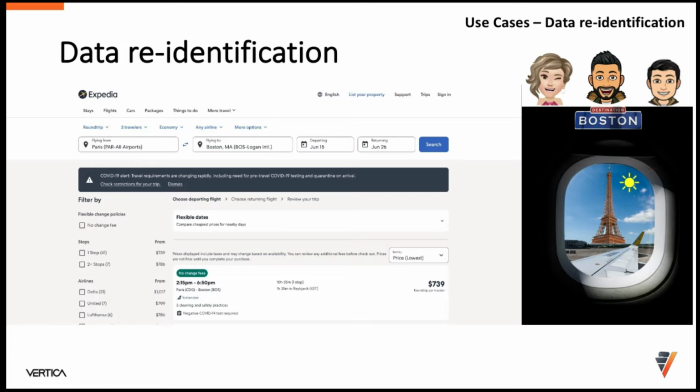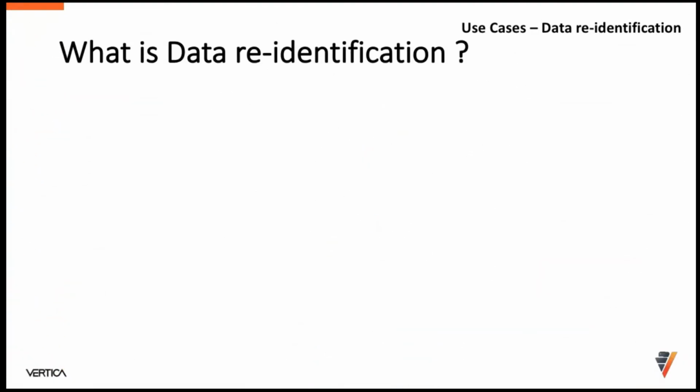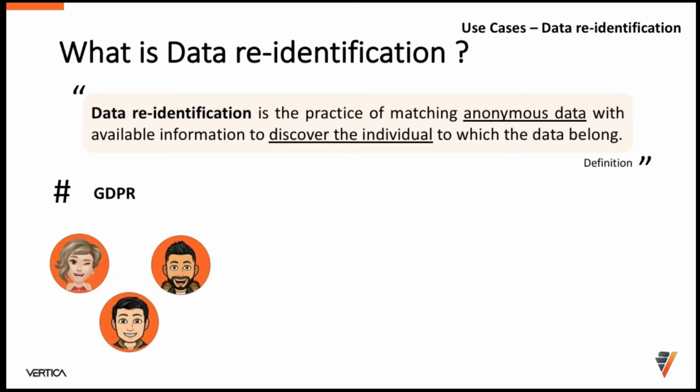This question is complicated. We need to understand what is data re-identification. Data re-identification is the practice of matching anonymous data with available information to discover the individual to which the data belong. We have to be very careful because we cannot use analytics on a specific individual for commercial purposes. We can do it on a group of persons. It is important to understand data regulation to avoid huge sanctions. The data must be protected and they must be used only when we get customers' agreement.